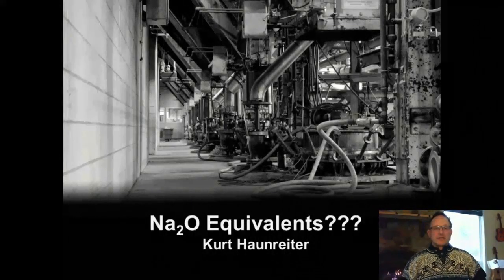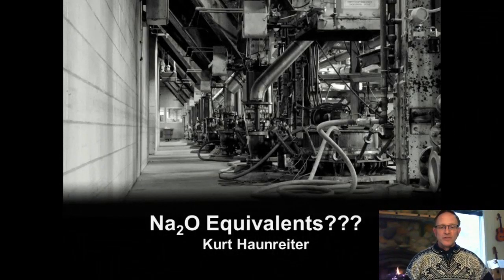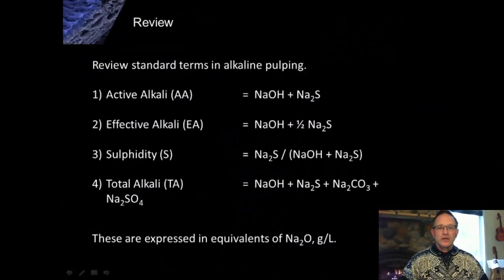All right, so this is Na2O equivalence. I'll talk a little bit about why we use that in the pulping process and in preparation for our white liquor. So let's review a little bit some of the terms that we use in alkaline pulping.